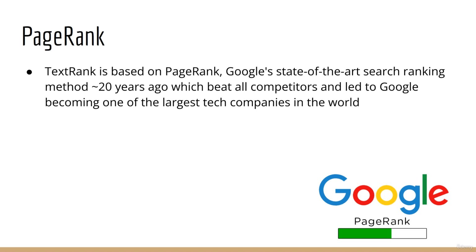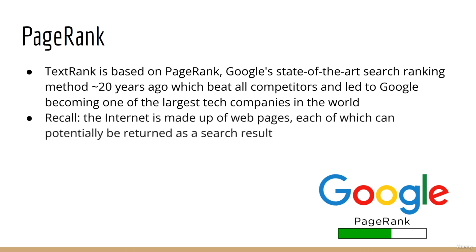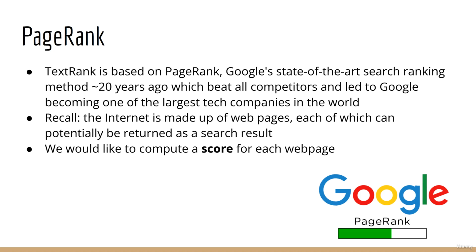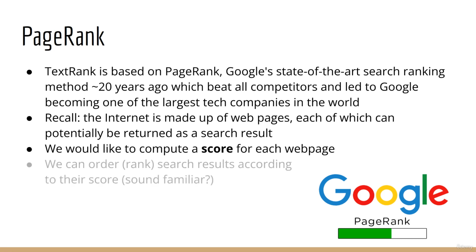So what is the intuition behind PageRank? Well, we first begin by recognizing that the internet is made up of web pages, and these web pages are what will be potentially returned as search results. Thus, our goal is to compute a score for each of these web pages. Once we have a score for each web page, we can then rank the web pages by this score, and then sort our search results according to this ranking. So this should sound familiar. Now the question is, how do we score each web page?